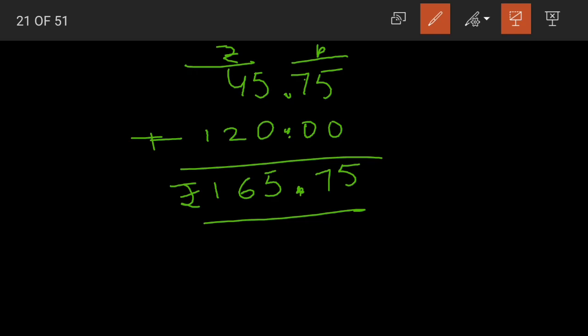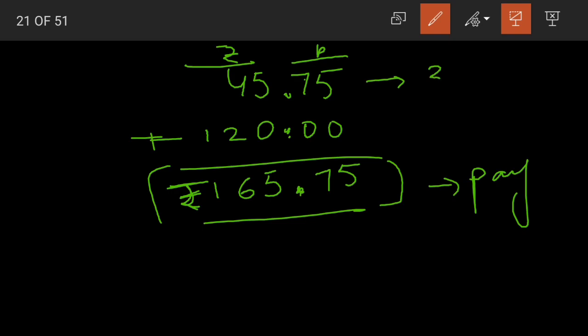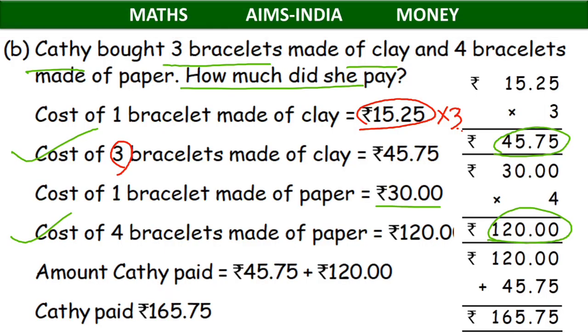Understood, children? Again, see, I have kept the rupee symbol here. Now this is the amount that she has to pay for buying, because she bought 3 bracelets made of clay and 4 bracelets made of paper. Understood, children? The multiplication in this question, what did we learn? We learned how to multiply the amount. Yes, we learned how to multiply the amount here.